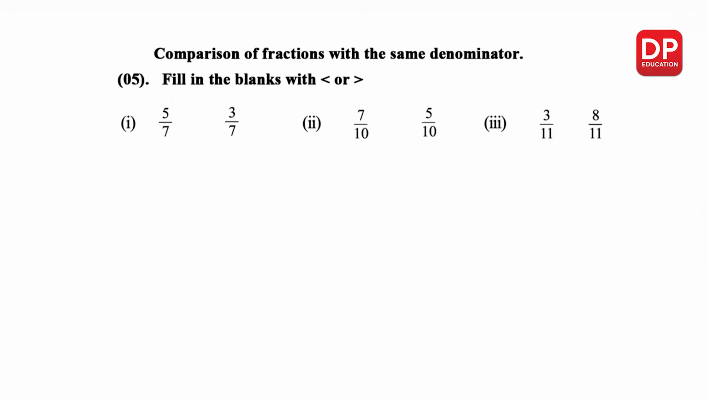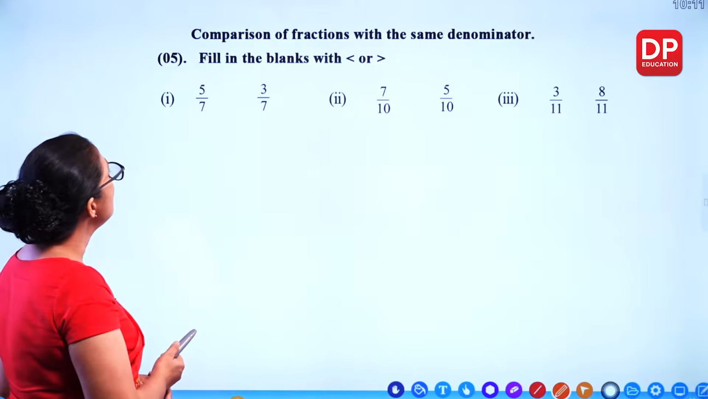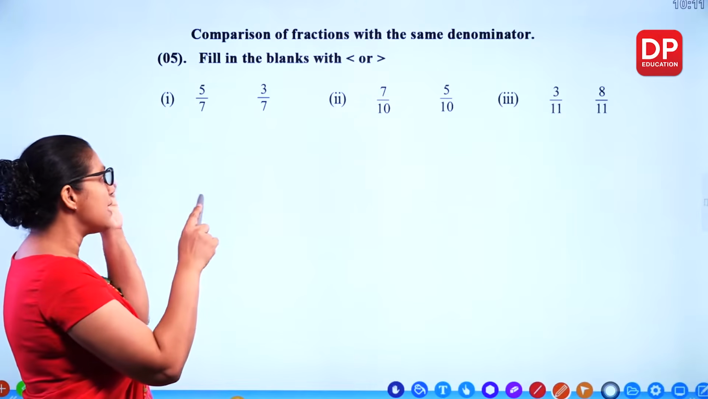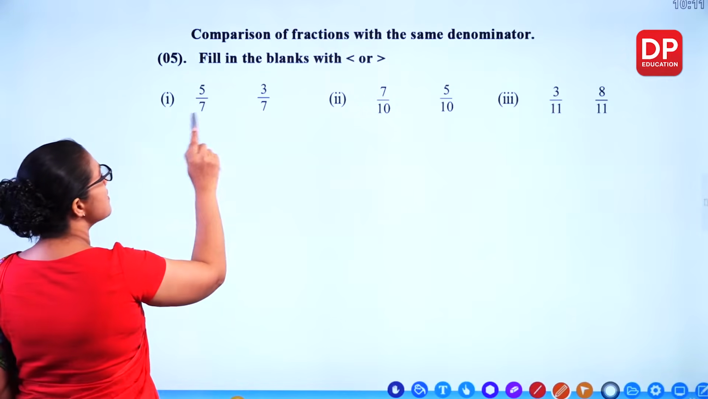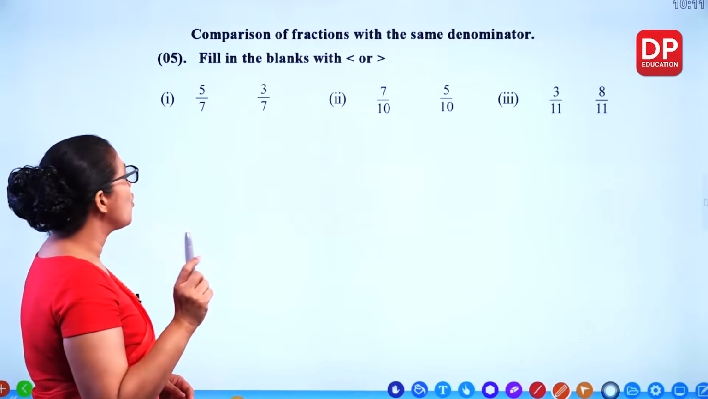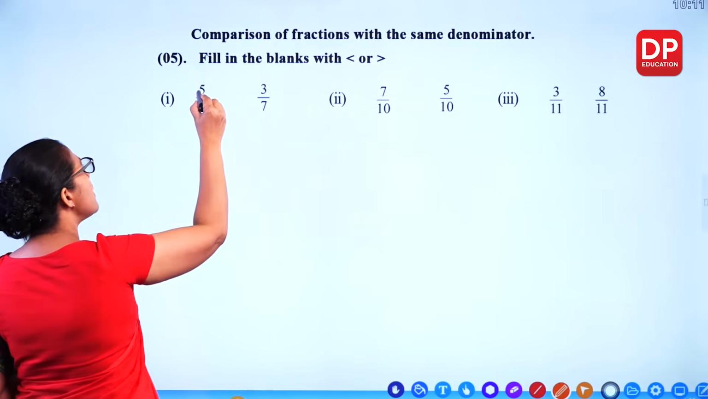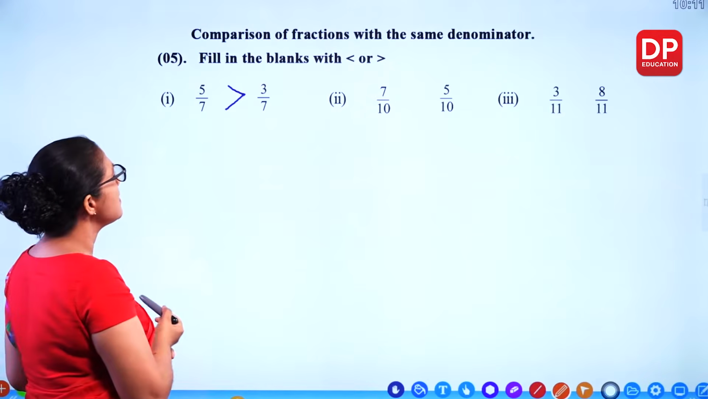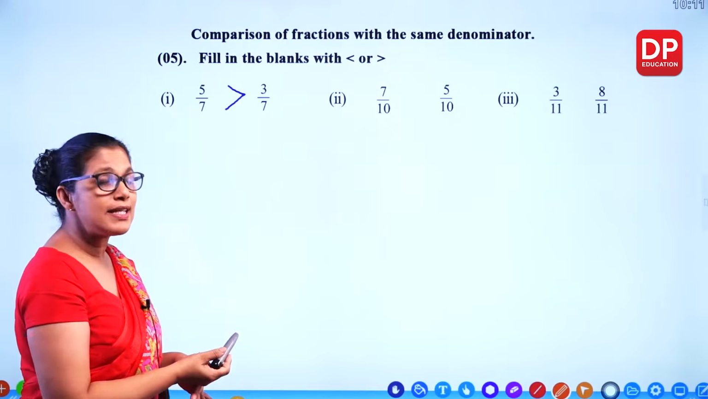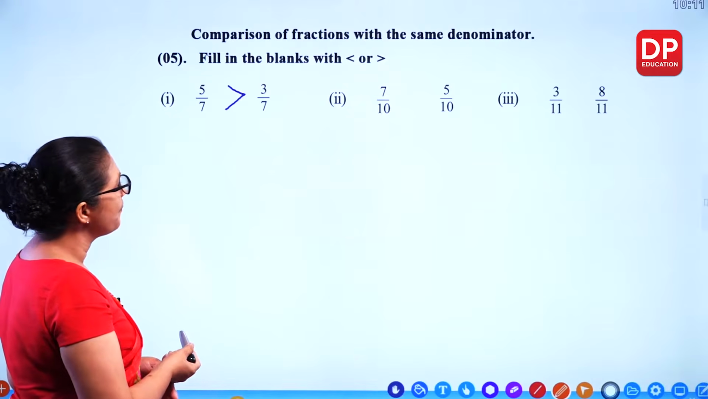Comparison of fractions with the same denominator. Fill in the blanks with greater than or less than sign. Look at this. Both denominators are the same. So this one is bigger. 5 is bigger than 3. So you get this symbol. 5 over 7 is greater than 3 over 7.